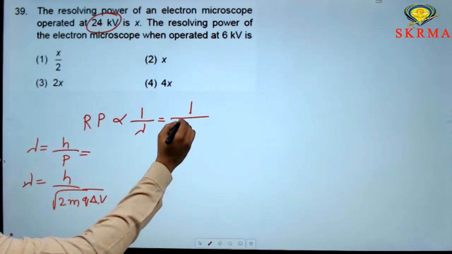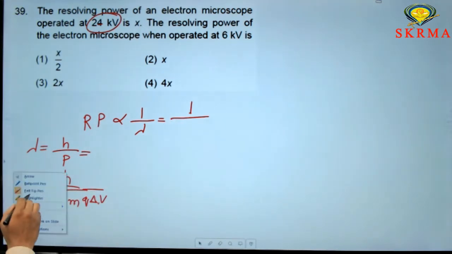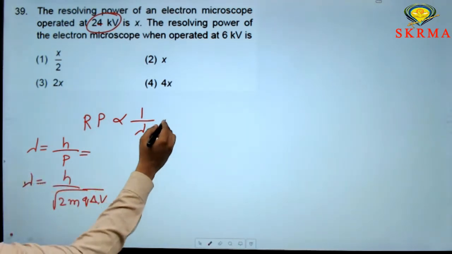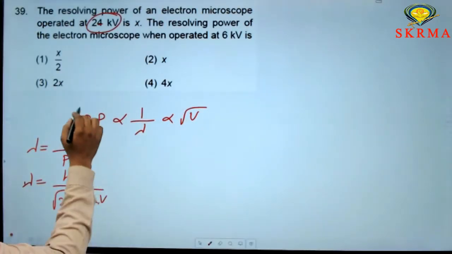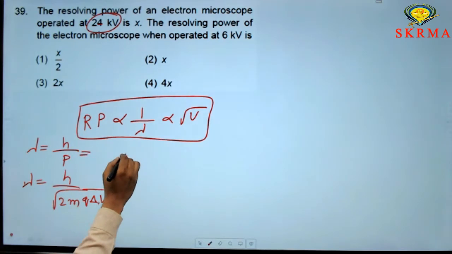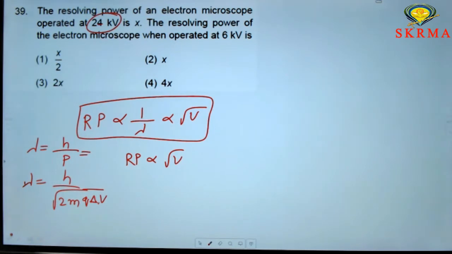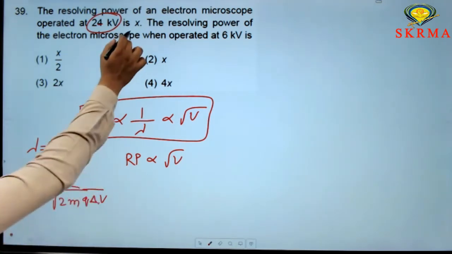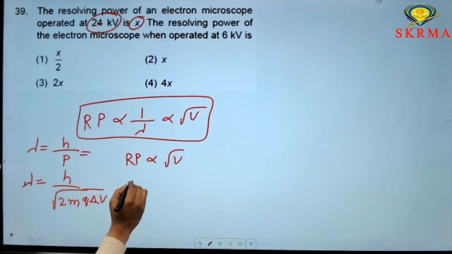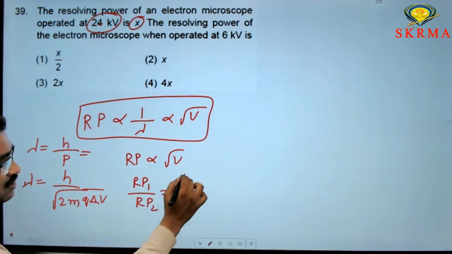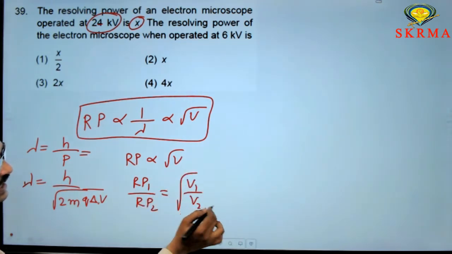So that we need to write, this lambda is inversely proportional to square root of potential. Now from this equation we can conclude that resolving power is directly proportional to square root of the potential difference. Substitute the values. Resolving power in the first case by resolving power in the second case equal to square root of potential in first case by potential in second case. Substitute and solve, then you will get the answer.